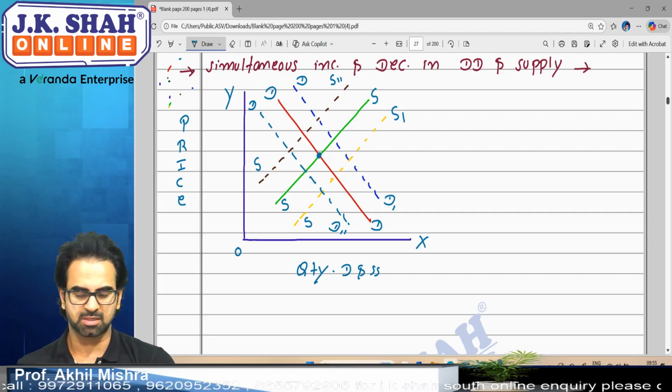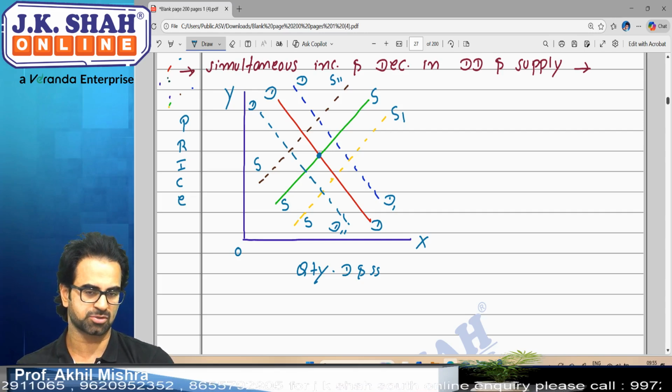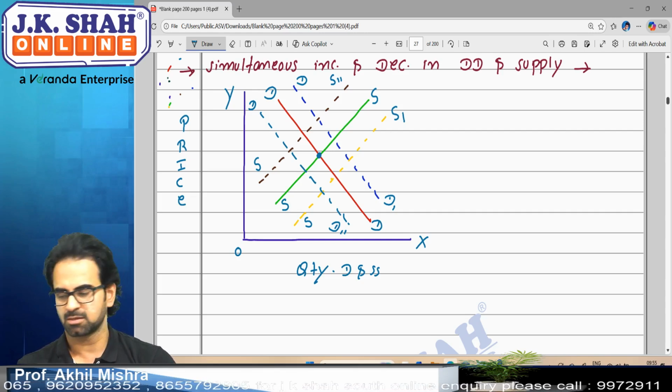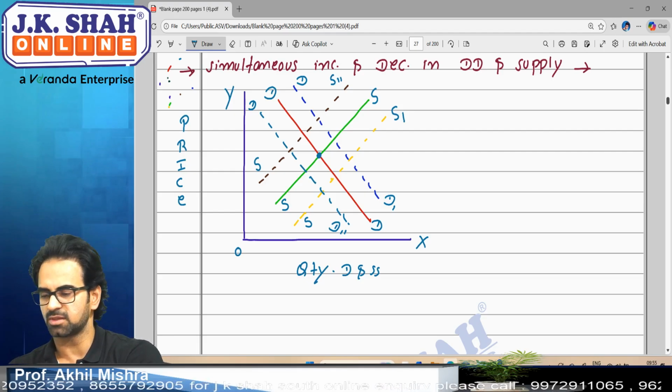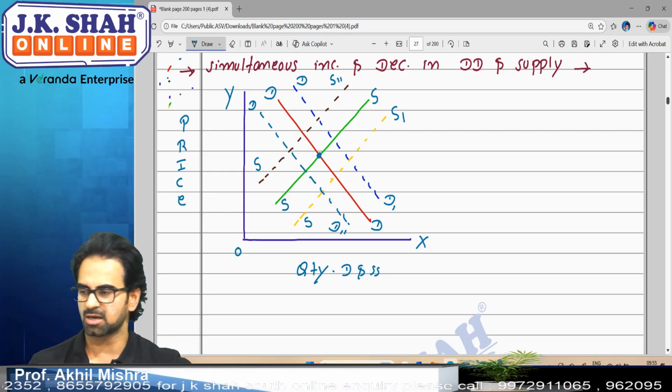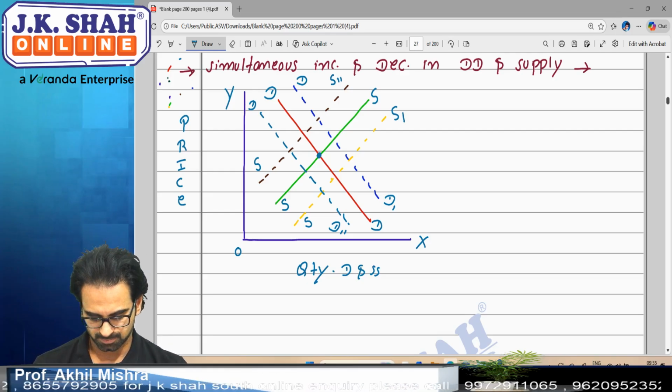Here simultaneously, at the same time, demand is also increasing, supply is also increasing, demand is also decreasing, supply is also decreasing. And after that, we can go for the break and come and start with the markets in detail. The markets, 4 types of market we have discussed.